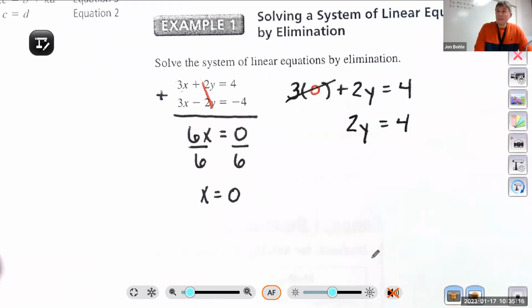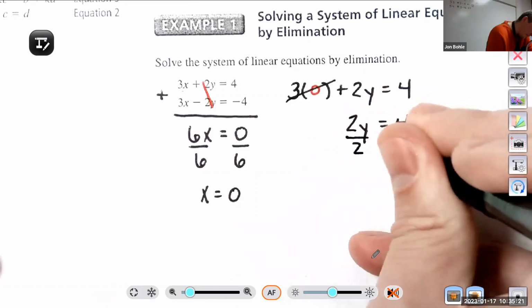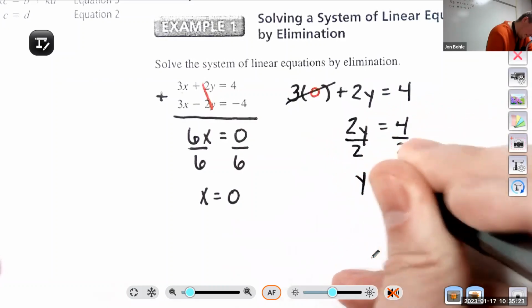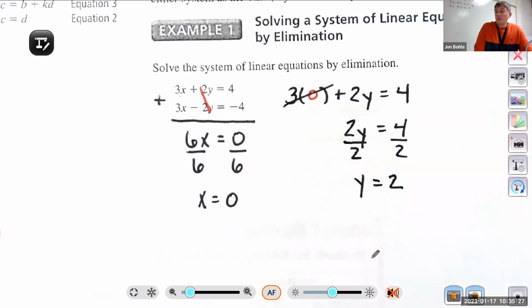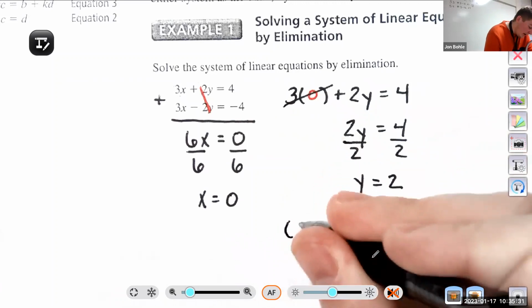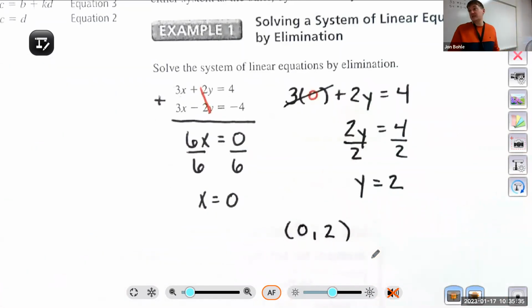And how do I solve for y? Divide by 2. So y is equal to 2. So if I were to graph both of these lines, they would cross at the ordered pair x is 0, y is 2. So that is on the y-axis, above the origin 2. Okay, that's the general concept.